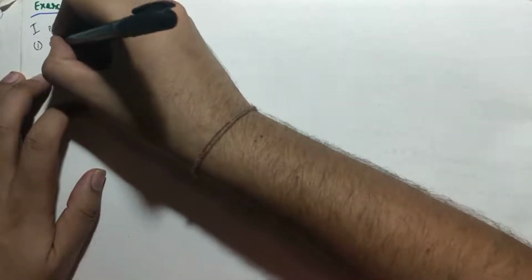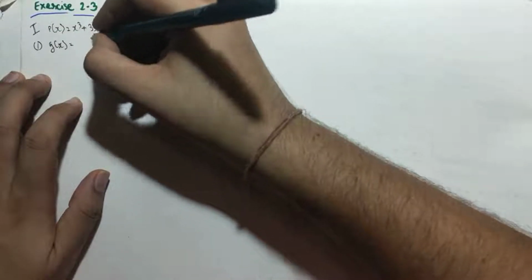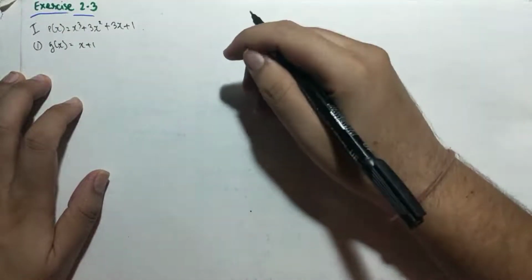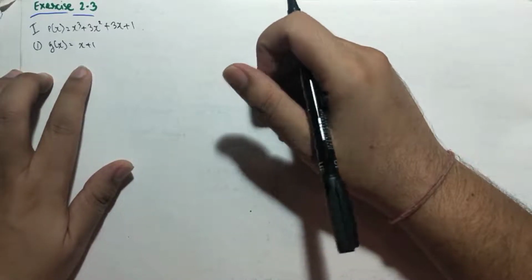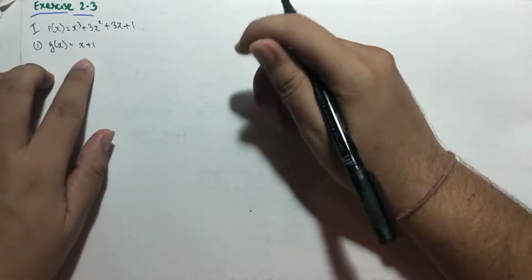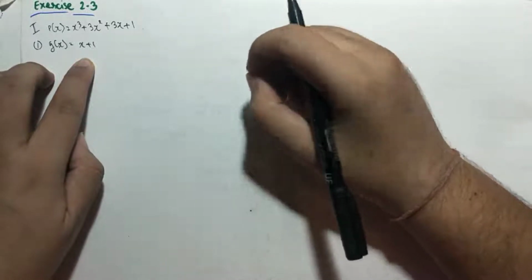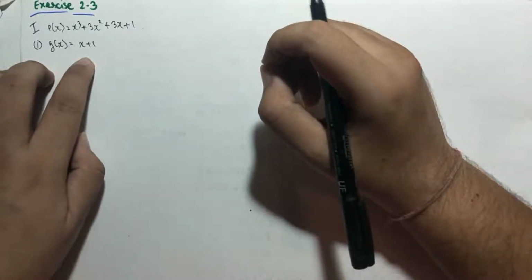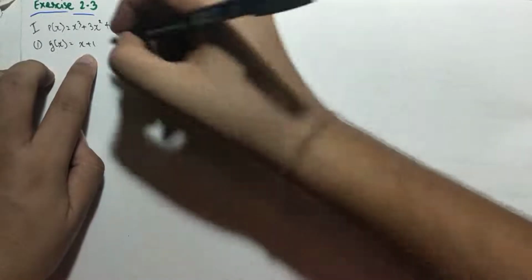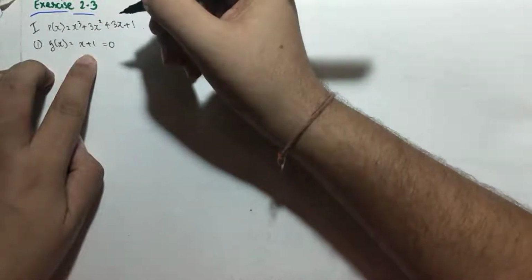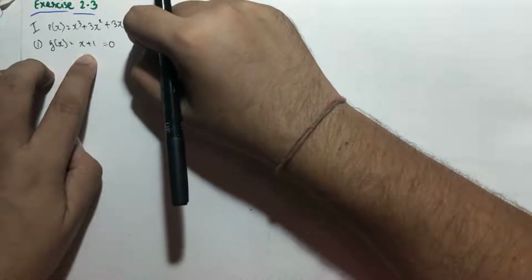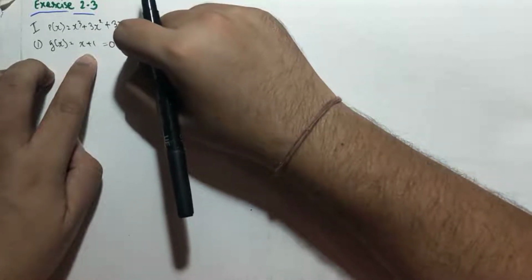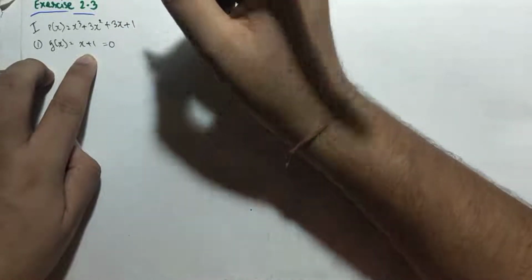So in the first question, g of x is given to us as x plus 1. Now I have explained in the previous video of remainder theorem that if you want to find only the remainder, the question is to find the remainder, if you want to find the remainder, equate the g of x equals to 0. I'm again telling, this will not be explained in this video. If you want the explanation of why we are doing this method, go to the video given in the description.